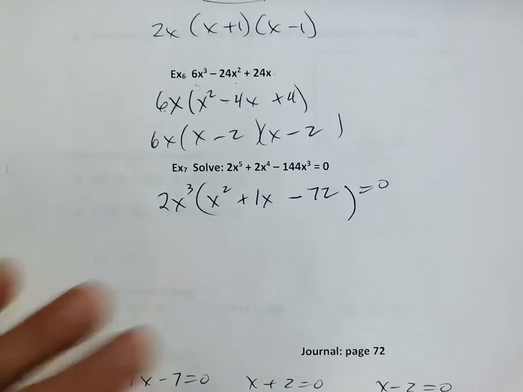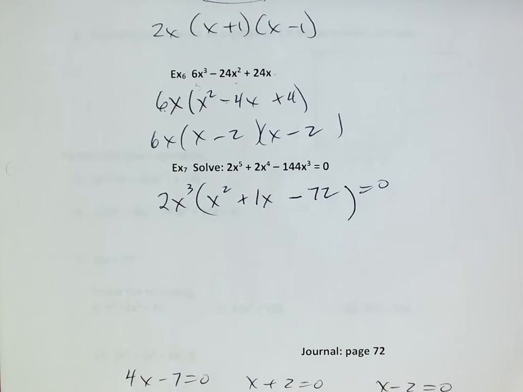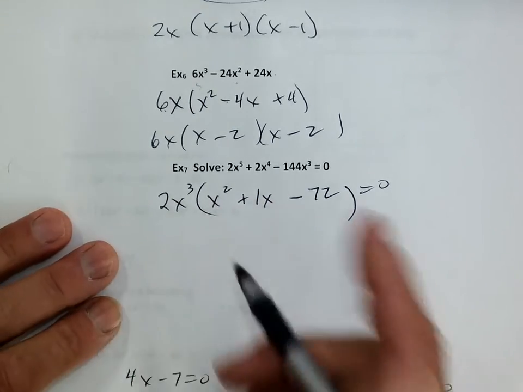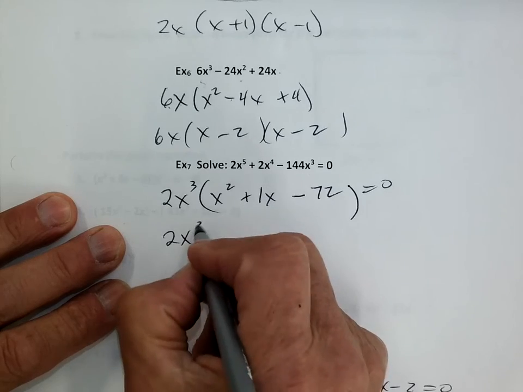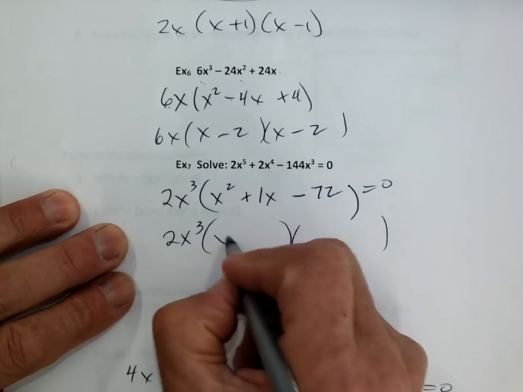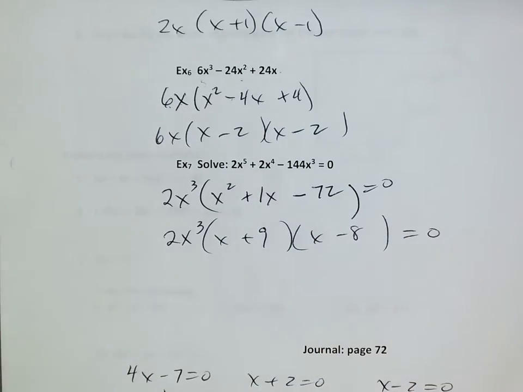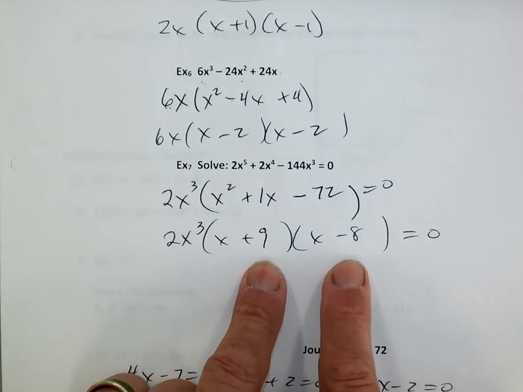All right, let's see if we remember. What times what makes 72? How about 8 and 9? Yeah, because that'll make a 1. 8 and 9, I can get a 1 out of that. I can go x plus 9, x minus 8. Positive 9, negative 8 will make the positive 1.